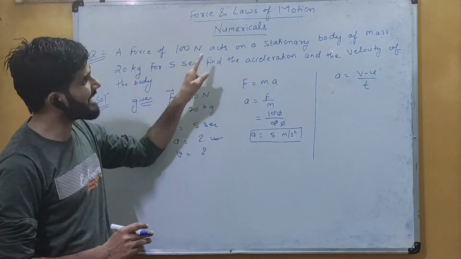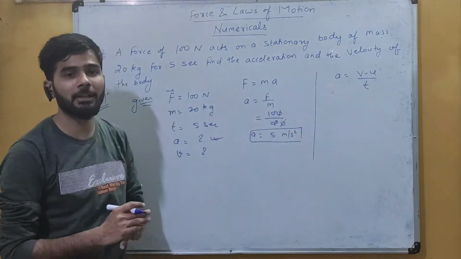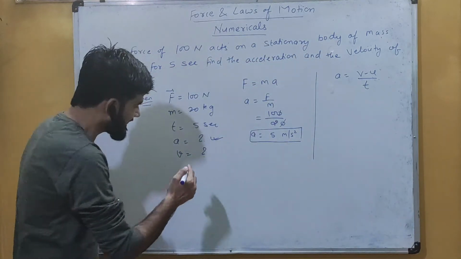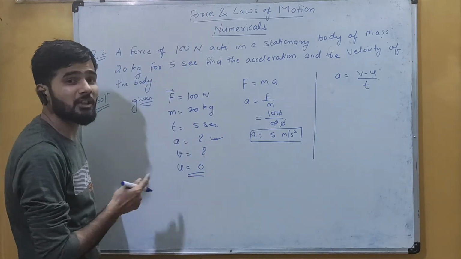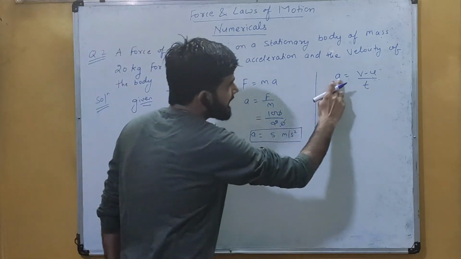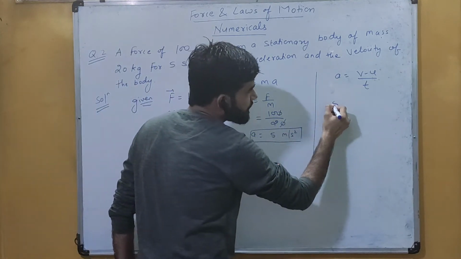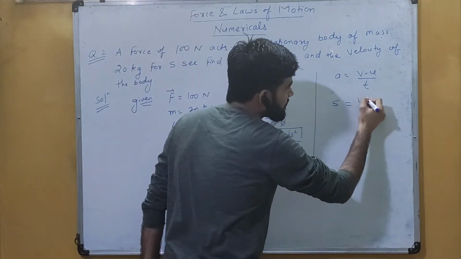Okay, here you can see in this question that a force of 100 Newton acts on a stationary body. If the body is stationary, it means its initial velocity will be 0. So here we have to find the value of final velocity. Now here we have the value of a equal to 5 meter per second square. The value we have to find is v minus u.